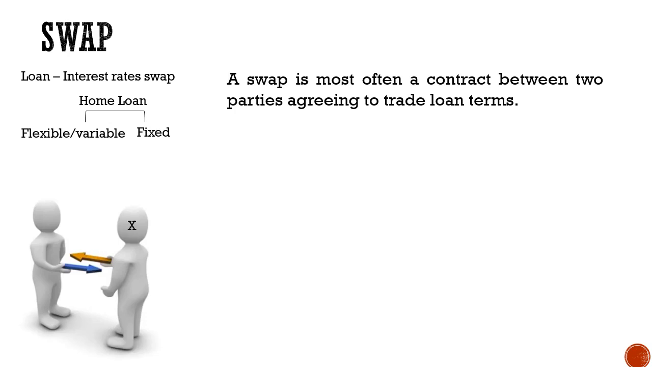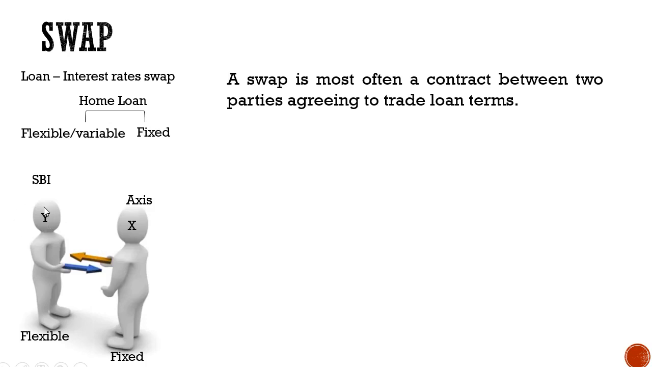Now let's take an example. There are two parties, Mr. X and Mr. Y. Mr. X has taken a home loan of, let's say, 50 lakh rupees from Axis Bank, and he has taken the loan on fixed interest. Whereas Mr. Y has taken a loan from SBI Bank. Again, the amount is 50 lakhs, but he has taken it on a flexible rate. Now, in future, let's say after a couple of months, after a year, Mr. X came to know that the interest rates are falling. So he decided to convert his fixed rate interest into flexible interest.